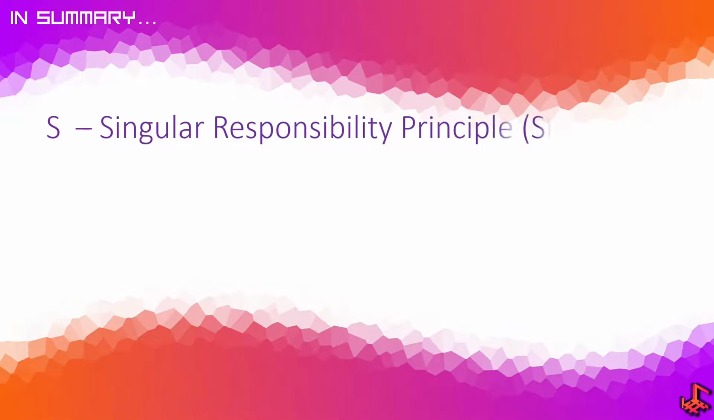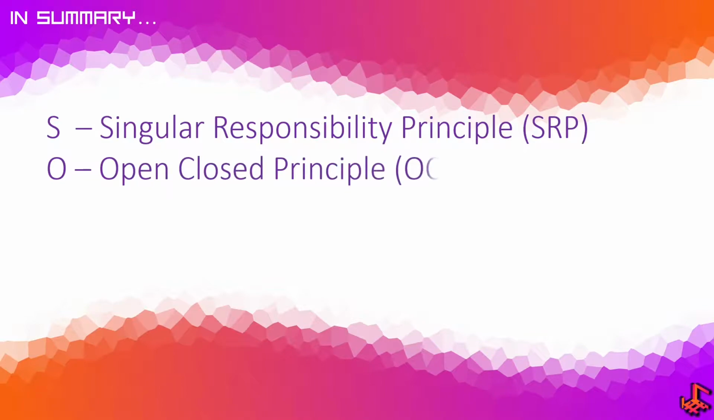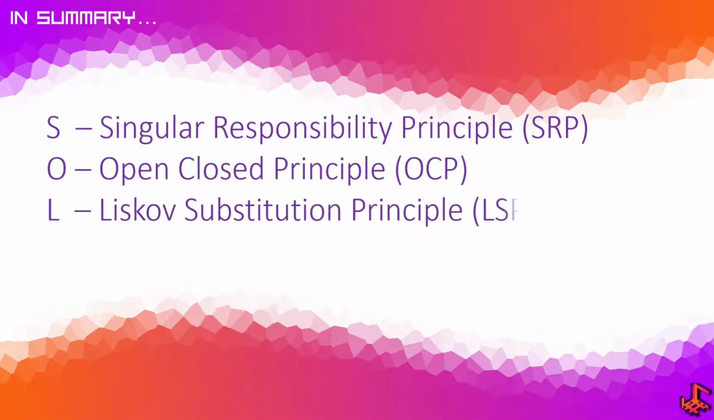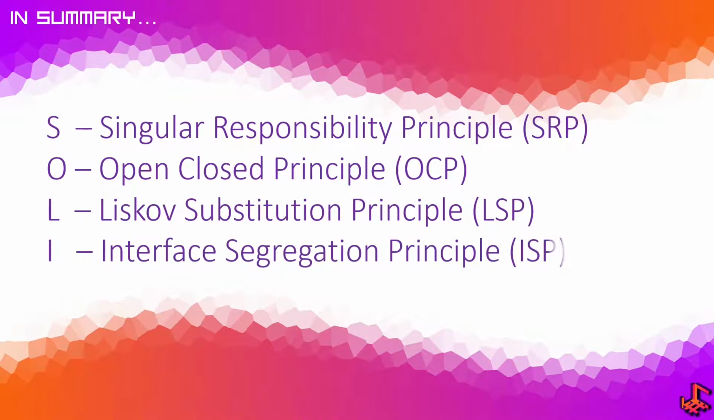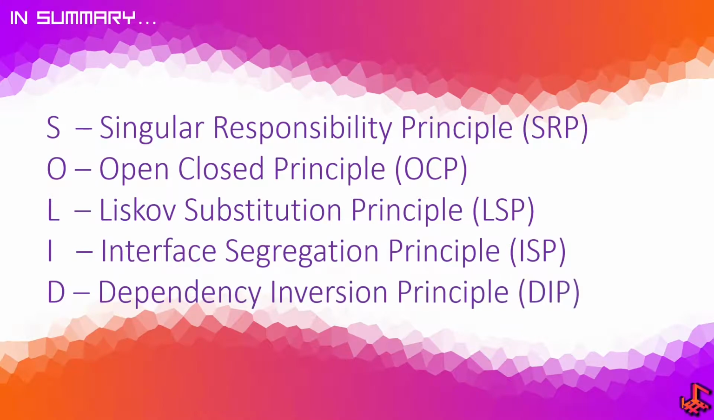So, in summary then, we've looked at the single responsibility principle. Classes should have one reason only to change. The open-close principle. Open to extension, but closed to modification. The Liskov substitution principle. Objects and sub-objects must be interchangeable without breaking the program. Interface segregation principle. No code should be forced to depend on methods it does not use. And finally, dependency inversion principle. You should depend upon abstractions, not concretions.